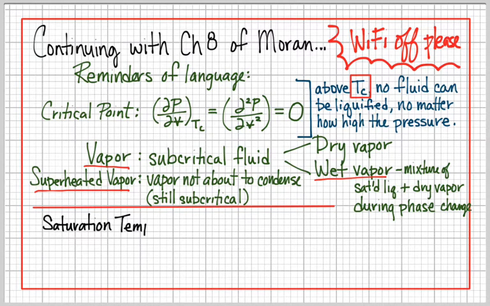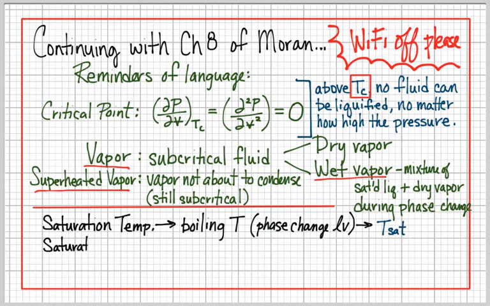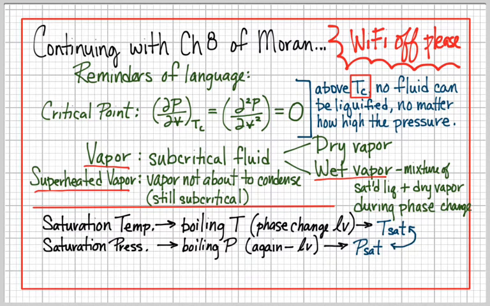Now, the saturation temperature is going to be the boiling point. That word saturation is the phase change of the liquid to the vapor, so we will label that Tsat. Whereas the saturation pressure is going to be the boiling point in terms of units of pressure. So Psat is used in that case. Again, this is the liquid-vapor phase change, and Tsat and Psat are going to be the temperature and pressure at which phase change occurs from liquid to vapor or from condensing from vapor to liquid.